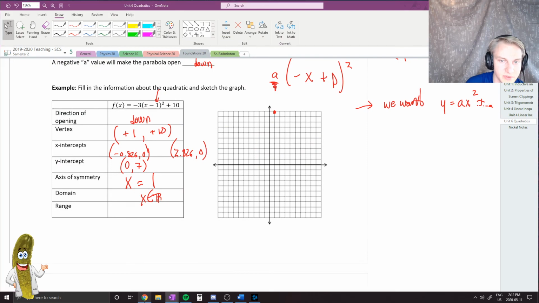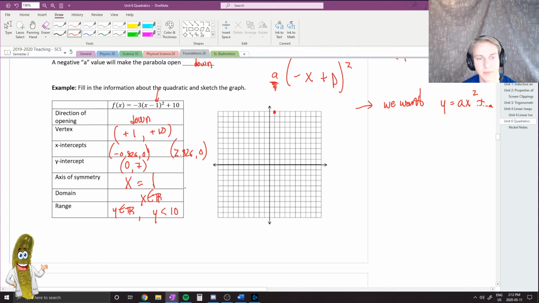Okay, and then in terms of the range, we know that the domain will be all real numbers, and the other feature of this graph is that y will be less than or equal to 10, because we know that the parabola is opening down like such.